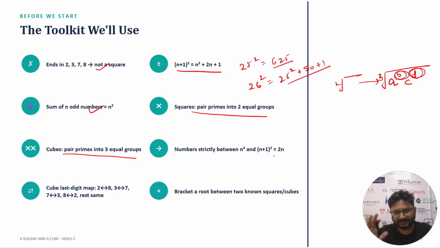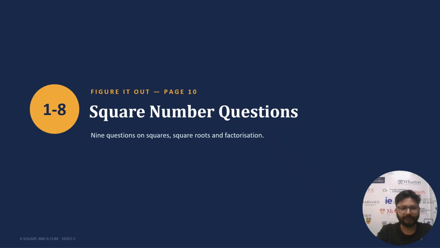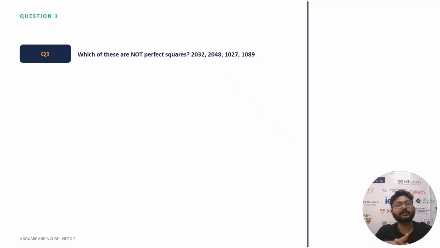So let's start with the questions part. First of all, I've taken around 8 questions from your NCERT for square numbers. Let's start with the first one.